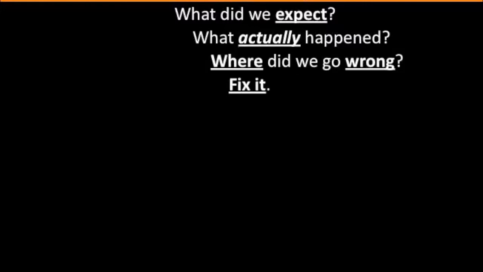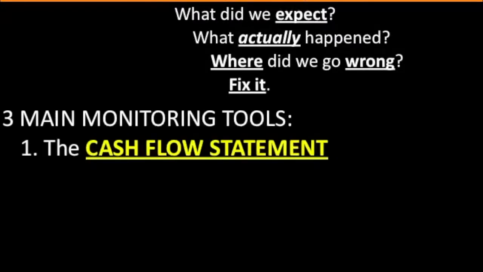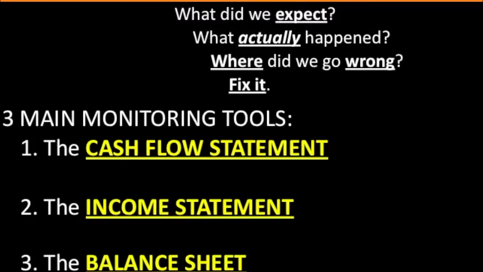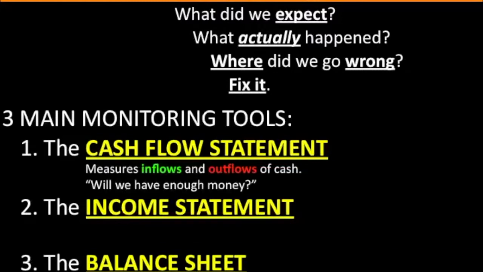Now, the three main monitoring tools that we use are the cash flow statement, the income statement, and the balance sheet. You may already understand these, or you may think you understand them, but just make sure that it's very, very clear in your mind the purpose of each of these and how each of them works, because you can get questions about how they work. It's unlikely that you're going to get a question about making one of these, but you do need to understand them.